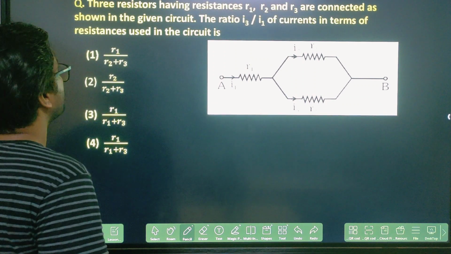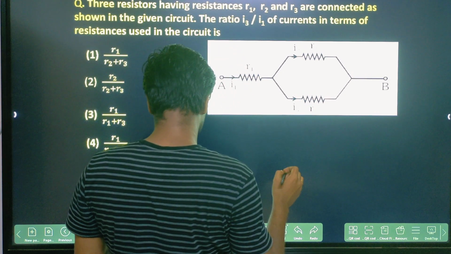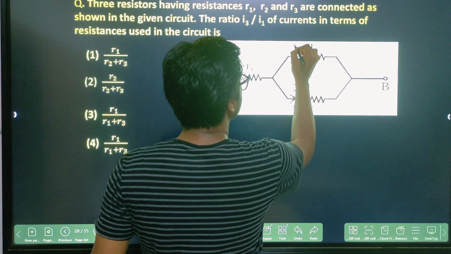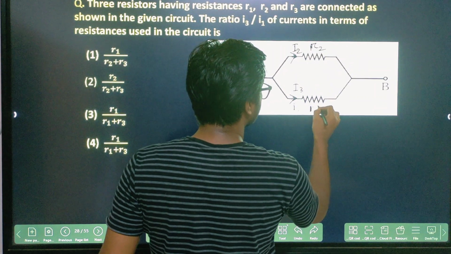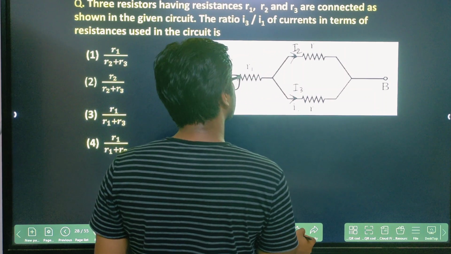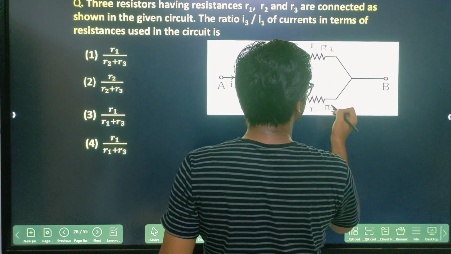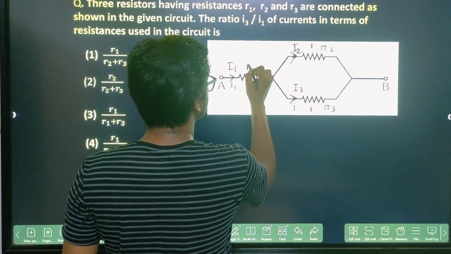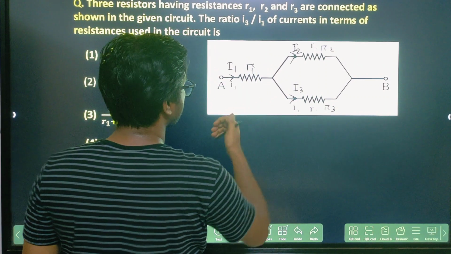Now see here. Now I3 by I1 you have to find out. This is I3 here. So I just take a black pen. Here it is I3 they have given. Here it is I2. And this is your resistance R2. Here it is resistance R3. Right? This is R2, this is your R3. And here it is flowing I1 current. This is your R1 resistor. So can you find out the value of I3?